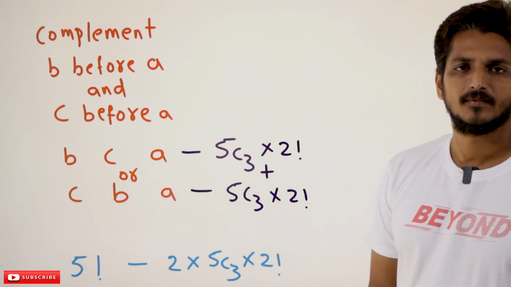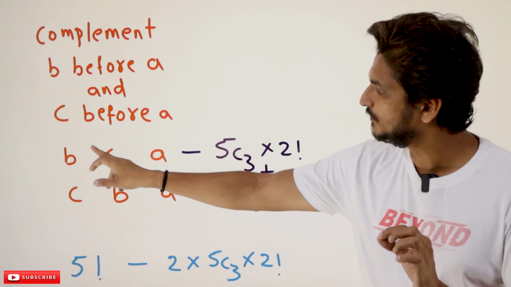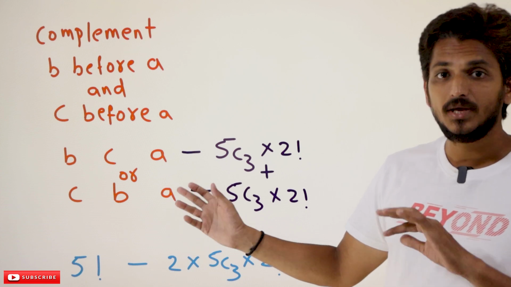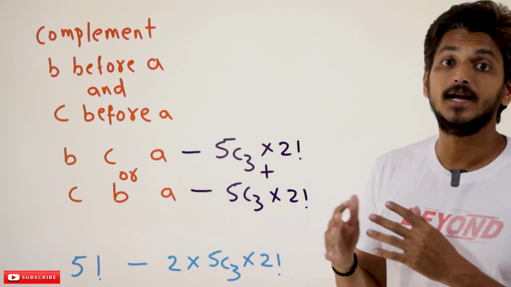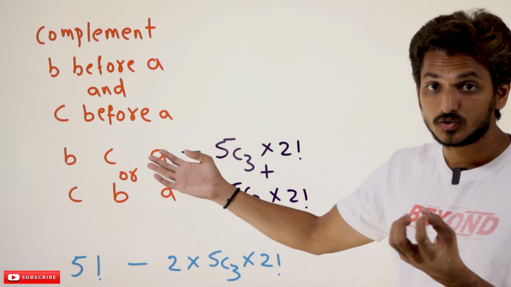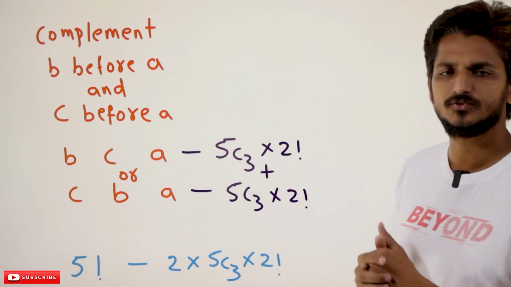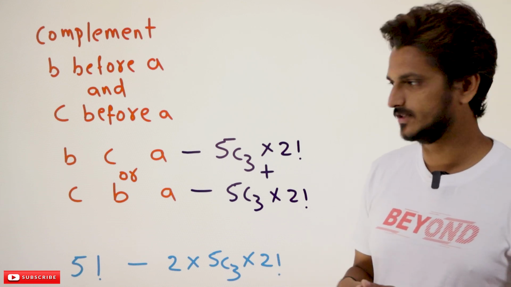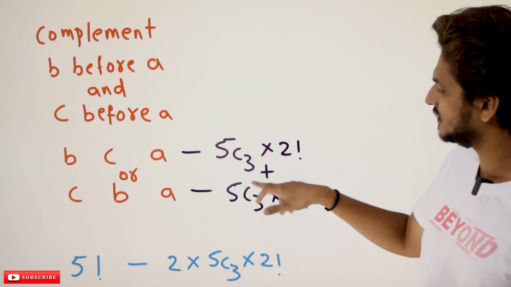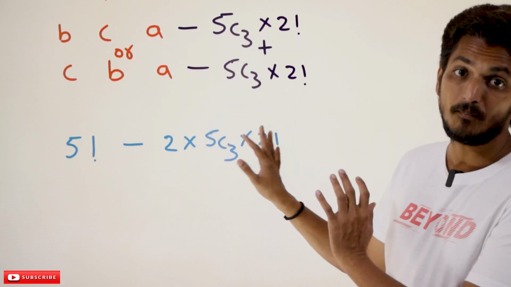Solving this is very easy. We already did it in the situation above. One sequence you have to follow is BCA, the other is CBA. These are the situations where you get B before A and C before A. To solve it, select 3 positions out of 5 positions using 5C3 ways, multiplied by 2 factorial, as the remaining 2 positions are filled with 2 elements in 2 factorial ways. Similarly for the other sequence, it is 5C3 multiplied by 2 factorial. The total is 2 multiplied by 5C3 multiplied by 2 factorial. This is the complement count.